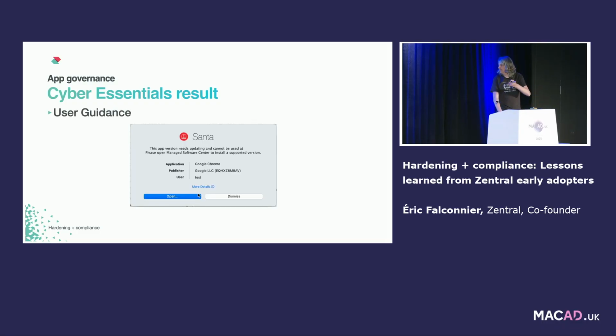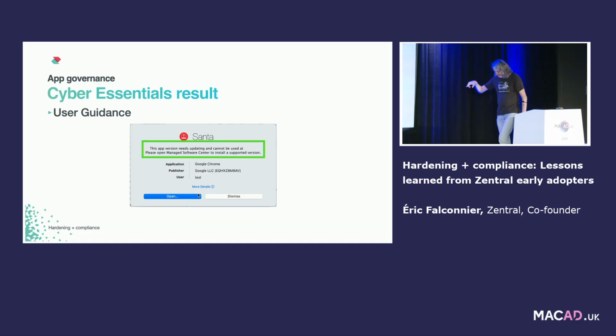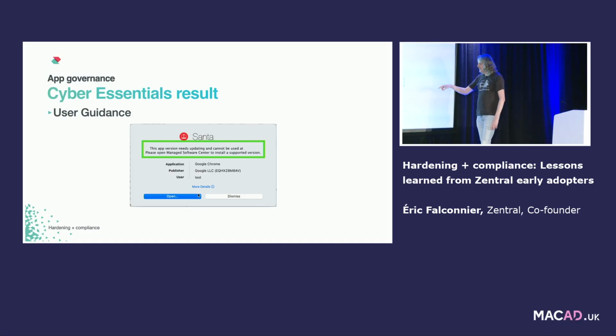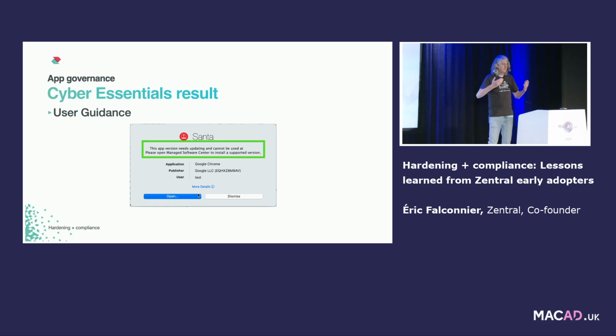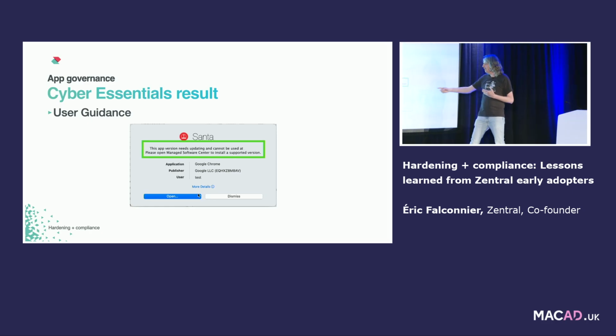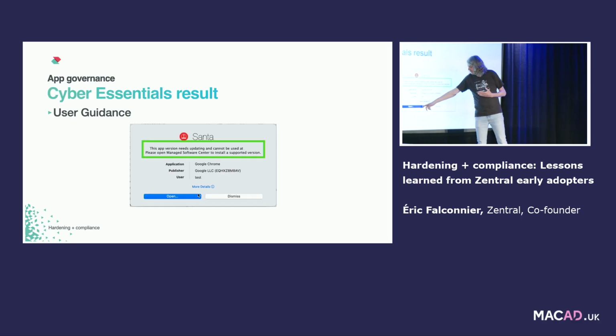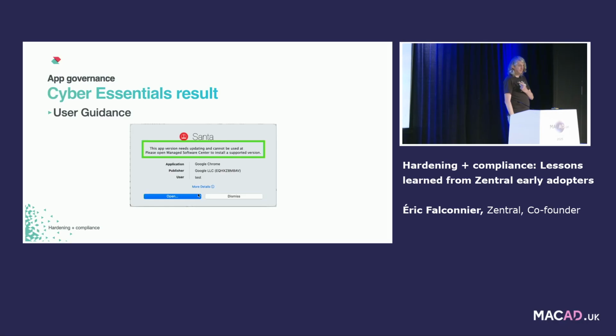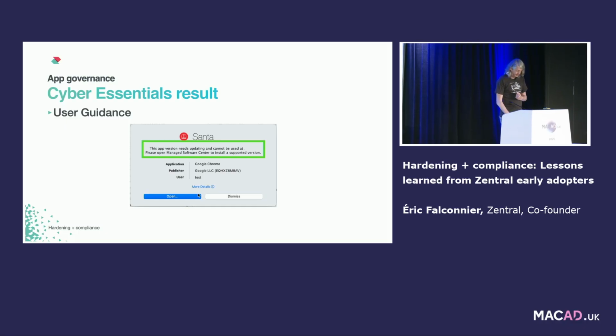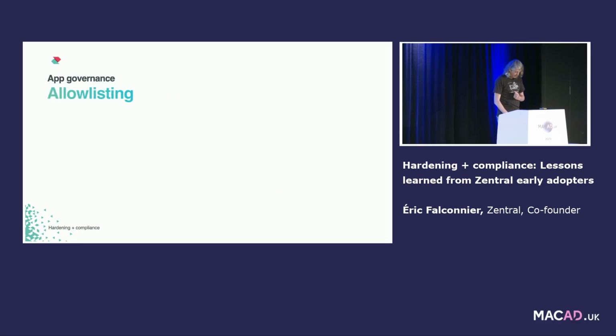User guidance. This is what we've seen. So another version of a message. This is the popover that shows up when you run something that is not allowed. And then you can have a message, and you can even configure this. And the open button here, in that case, the CPE configured it to open the self-service app. So that was it. This is how we did Cyber Essentials.